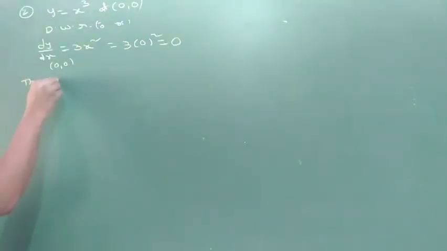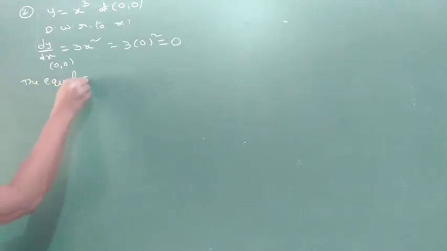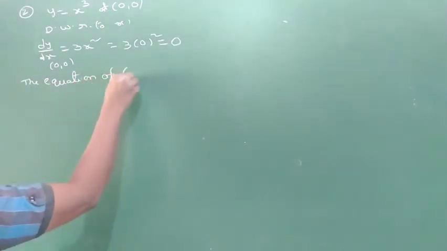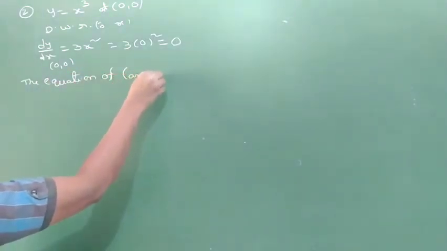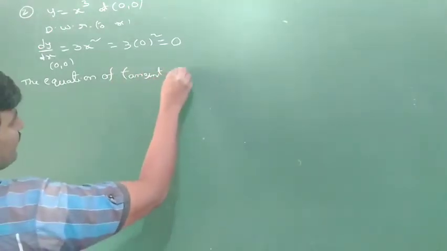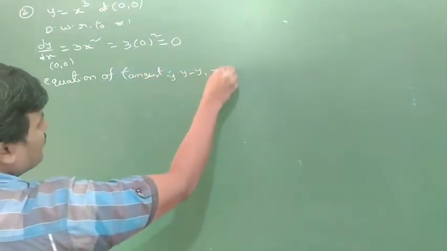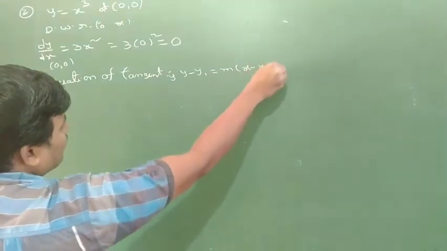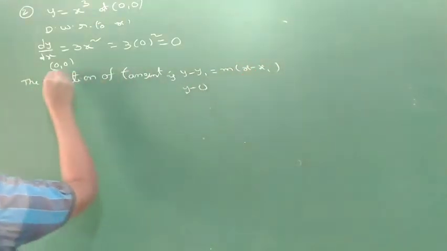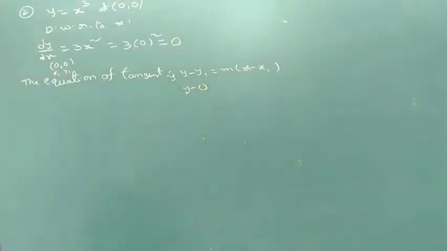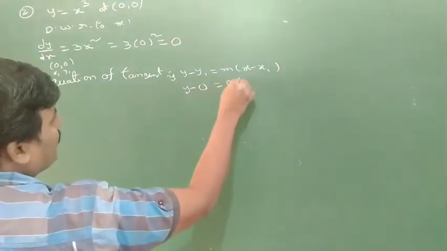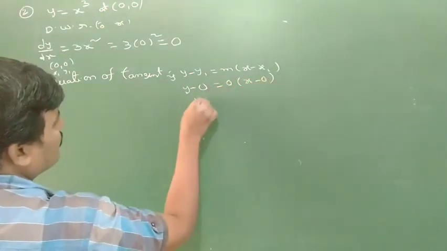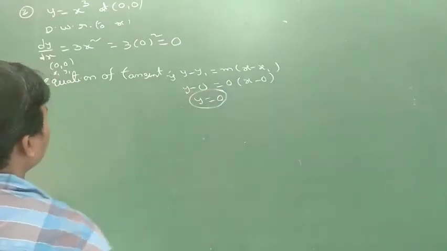So the equation of tangent is y minus y1 is equal to m into x minus x1. This is x1 y1, the 0 0 point. Slope also 0. So y is equal to 0.